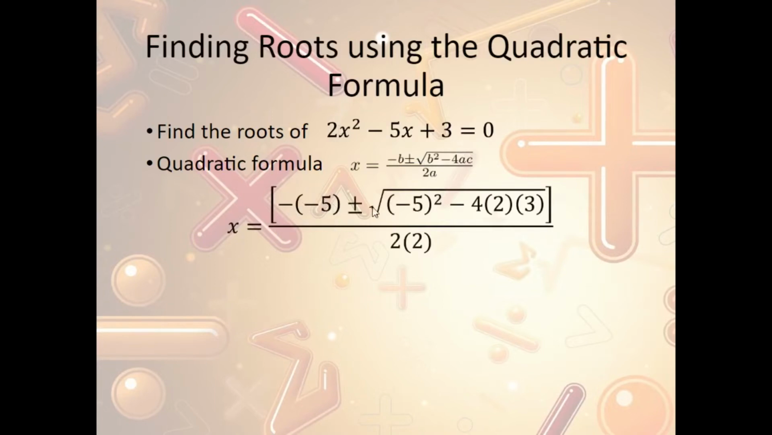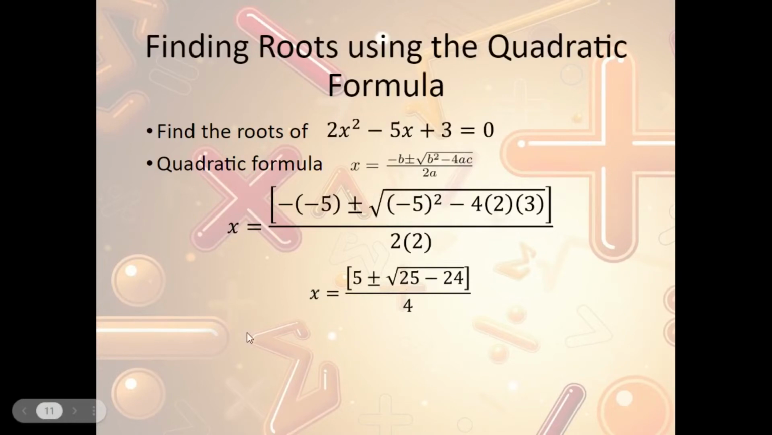Negative 5 is just positive 5. Square root of 5 squared is 25. And then negative 4 times 2 is negative 8 times 3 is negative 24. And then 2 times 2 is 4. So we end up with 5 plus or minus the square root of 25 minus 24 over 4. Well, 25 minus 24 is 1. And then the square root of 1 is just 1. So now we end up with 5 plus or minus 1 over 4.